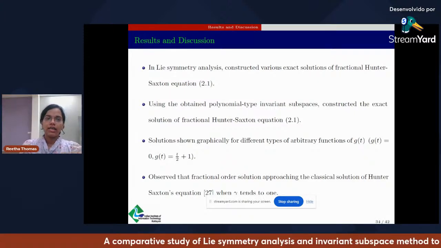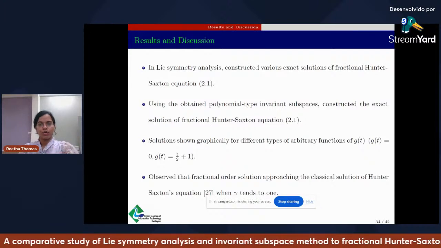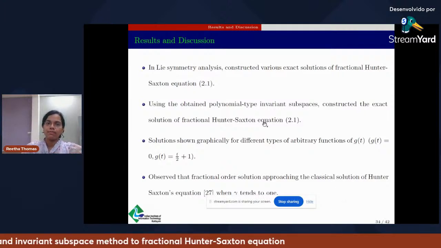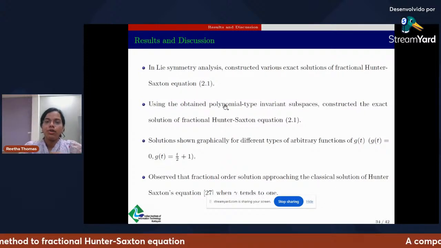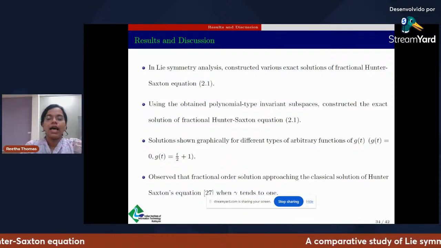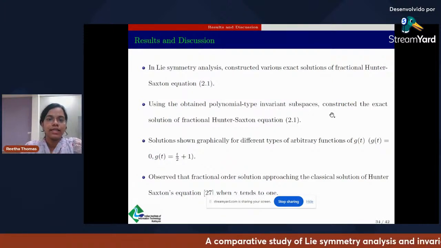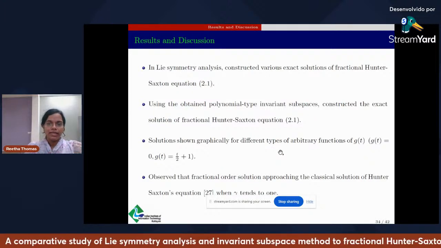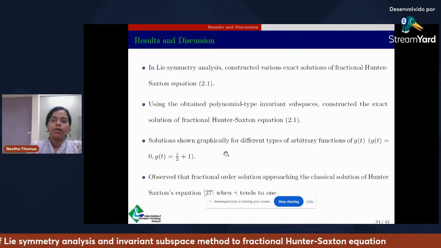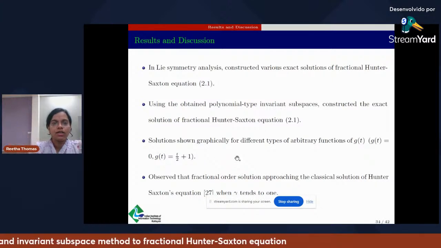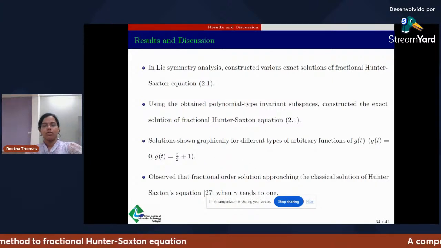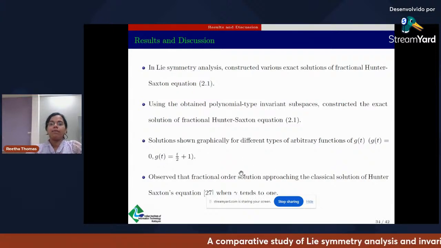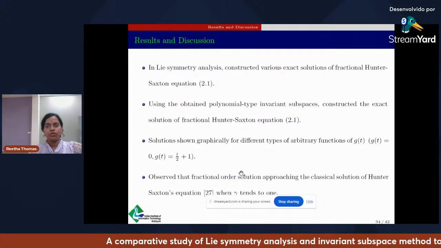Using that, we can convert the fractional PDE to a fractional ODE involving the Erdélyi-Kober fractional differential operator. In the invariant subspace method, we have only a polynomial type invariant subspace, and we construct the exact solution using that polynomial invariant subspace. In the polynomial type invariant subspace case, we can obtain an arbitrary function g of t, and we plot the graph for g of t equal to 0 and g of t equal to t by 2 plus 1.